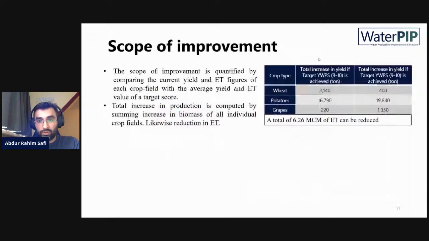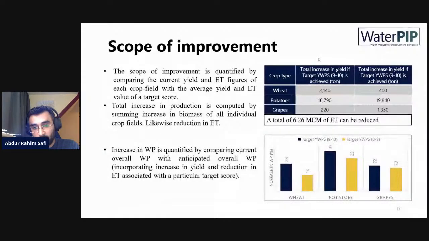The scope of improvement is also quantified: if we are in a certain situation and want to achieve a certain yield score, what will be the improvement. For this analysis, a total of 6.26 million cubic meters of ETa can be reduced if we achieve a score of 9 to 10 for wheat, potatoes, and grapes only. Also, the increase in water productivity is predicted. You can see that for wheat, potatoes, and grapes we can have an increase in water productivity of up to 24 and 35%.